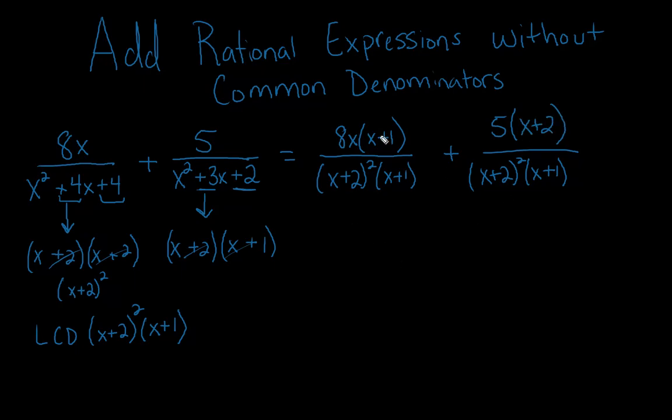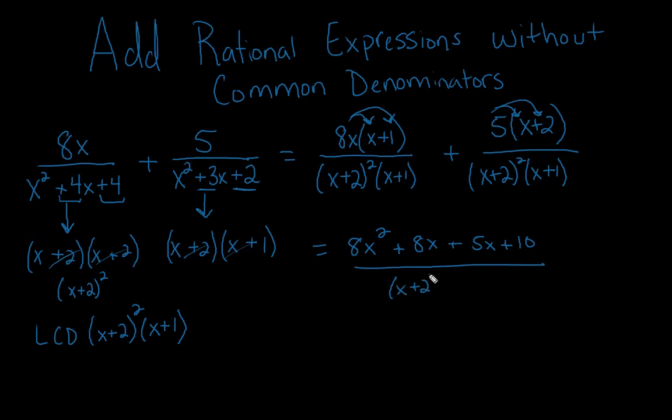From here, we can just go ahead and add our numerators. Our denominators will stay the same. If I multiply this in here and multiply this in here, we're going to do 8x times x, which is 8x squared. 8x times 1 is plus 8x. Then we're going to add to it 5x, plus 5 times 2, which is 10. And that's over our common denominator, which stays the same, x plus 2 squared times x plus 1.